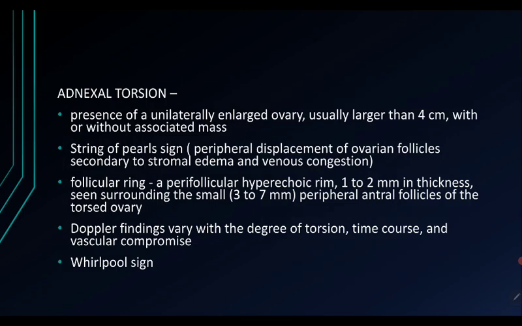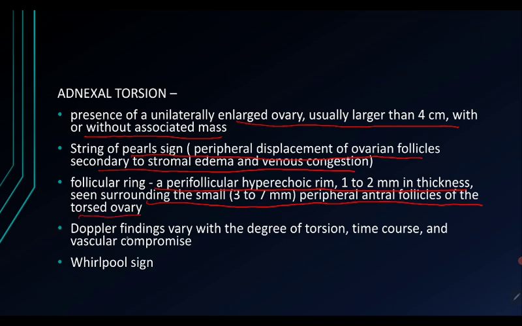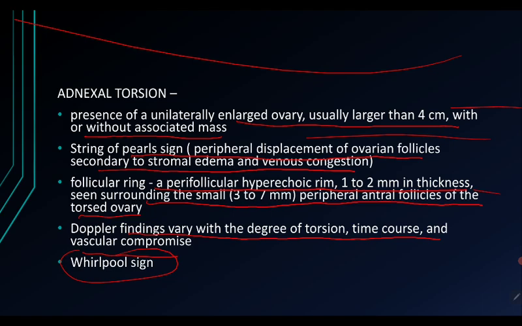In adnexal torsion, there is a unilaterally enlarged ovary, usually larger than 4 centimeters, with or without an associated mass. String of pearls sign: peripheral displacement of ovarian follicles secondary to stromal edema or venous congestion. Follicular ring: a perifollicular hypoechoic ring 1 to 2 mm thick seen surrounding the small 3 to 7 mm peripheral follicles of the torsed ovary. Doppler findings vary with the degree of torsion, the time course, and the vascular compromise. Whirlpool sign will be there in adnexal ovarian torsion or adnexal mass torsion.